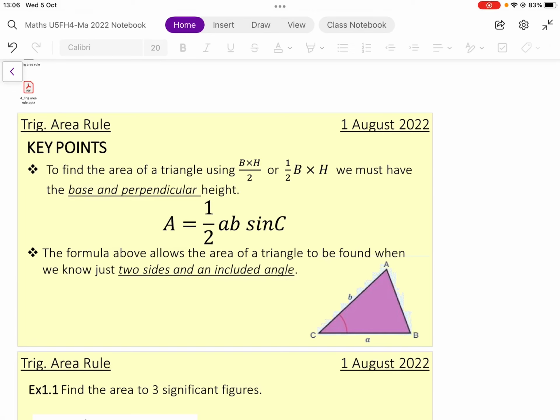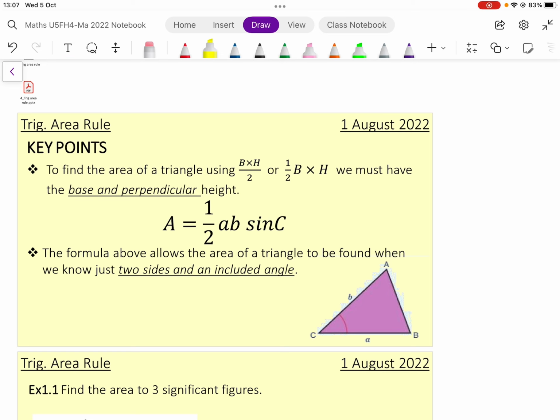So this is the lesson on the trigonometric area rule. To find the area of a triangle using base times height divided by 2, or a half base times height, we must have the base and the perpendicular height of the triangle.